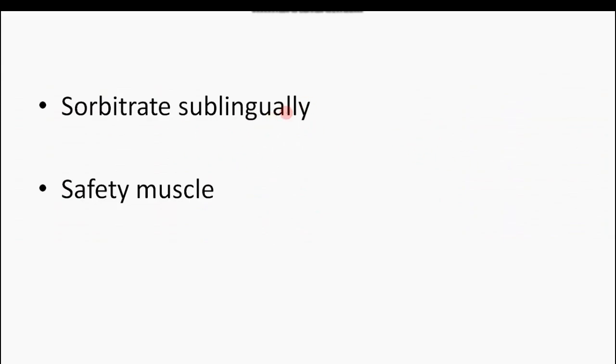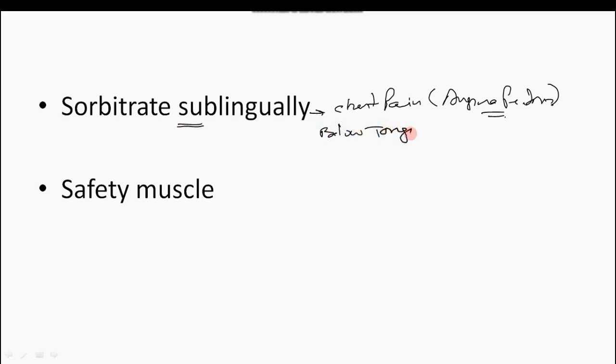Then we'll talk about sorbitrate. We used to give sorbitrate nitrate sublingually in case of chest pain, which happens in angina pectoris. We place this tablet below the tongue. Why do we place this tablet below the tongue?